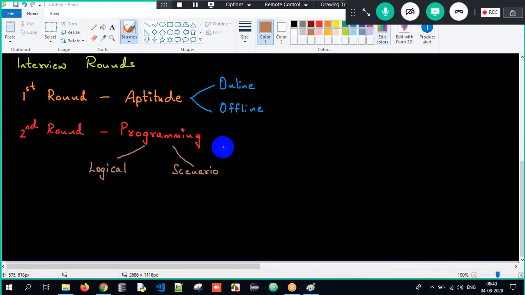If programming is not the second round, then what will be the second round, sir? The second round will be GD round. What is GD? Group discussion. Again over here, why do they conduct GD round here?